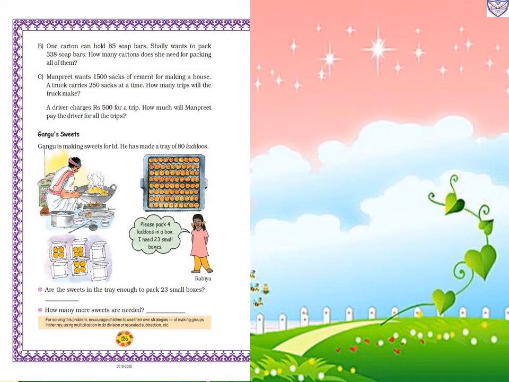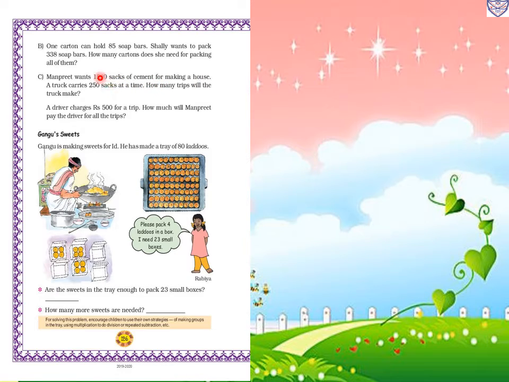So page number 126, C. Manpreet wants 1500 sacks of cement for making a house. A truck carries 250 sacks at a time. How many trips will the truck make? So total how many sacks of cement are required for making the house?